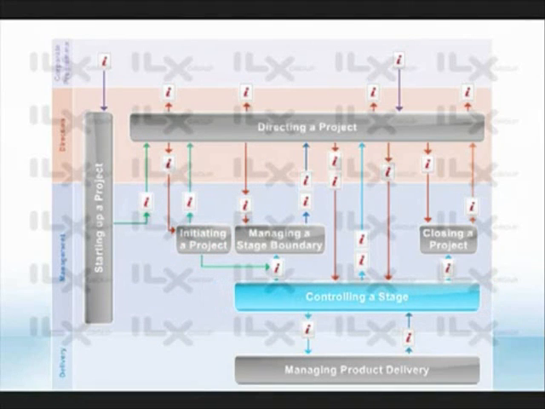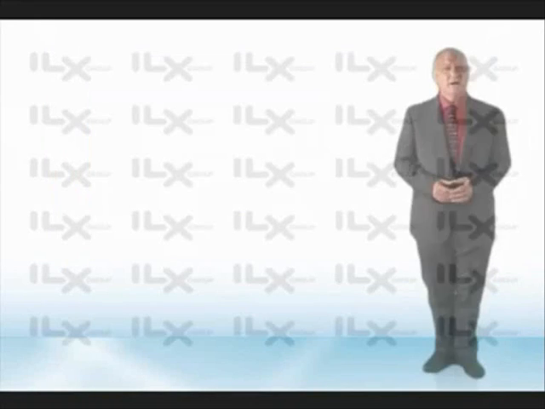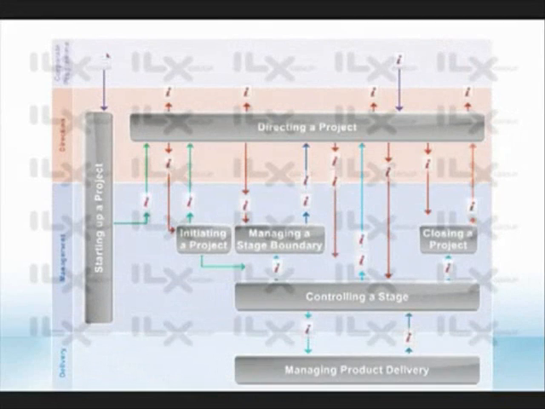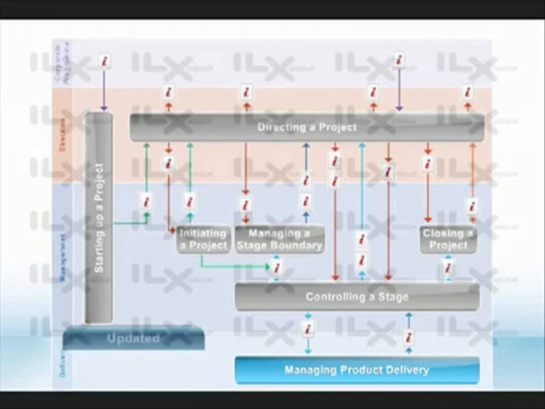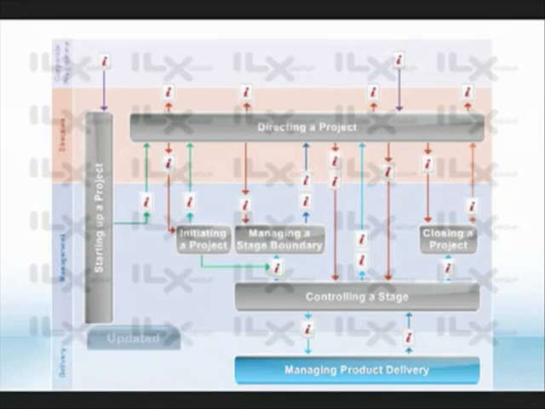Controlling a stage now consolidates 2 previous sub-processes, namely capture and examine issues and risks, into one activity. The 3 main activities associated with managing product delivery remain unchanged. However, some minor changes have been made to the actions within the activities and those responsible for those actions.